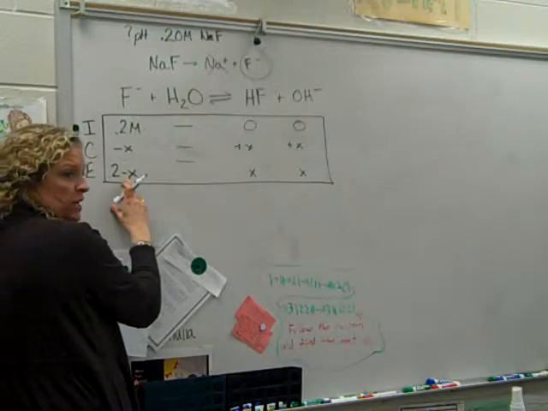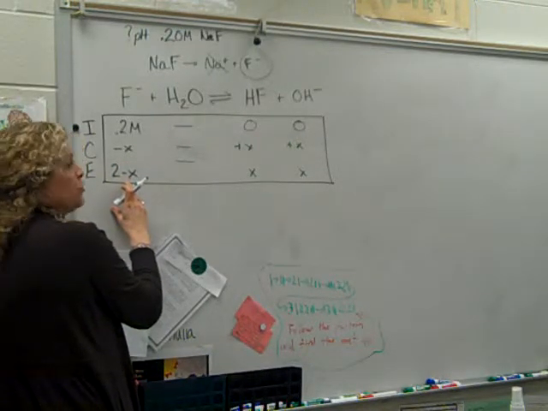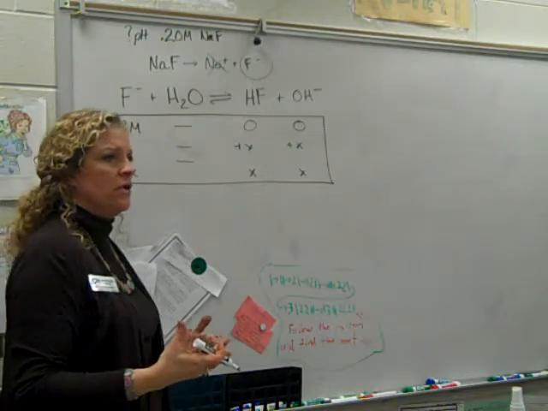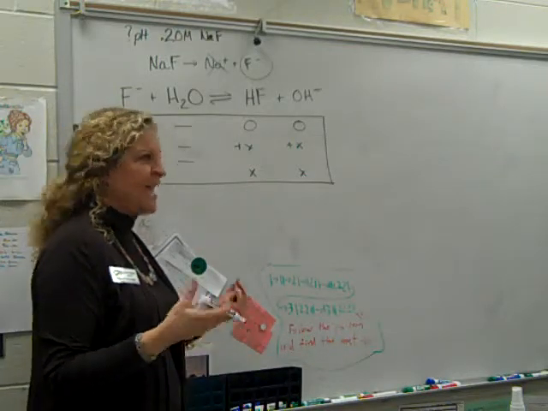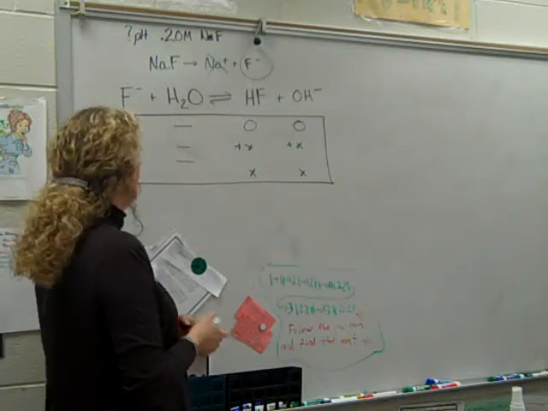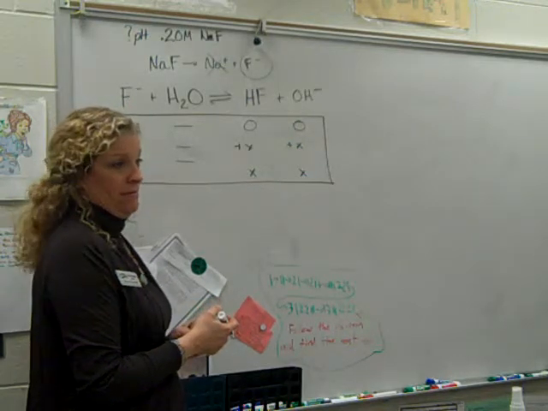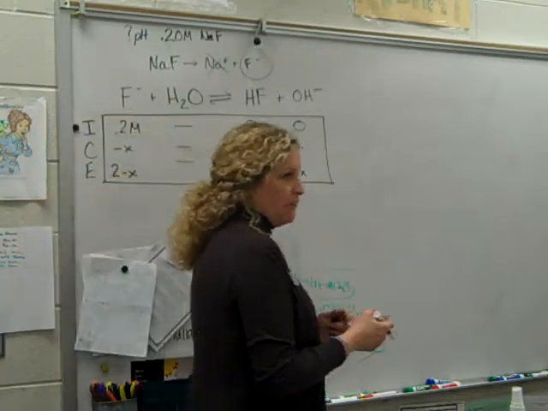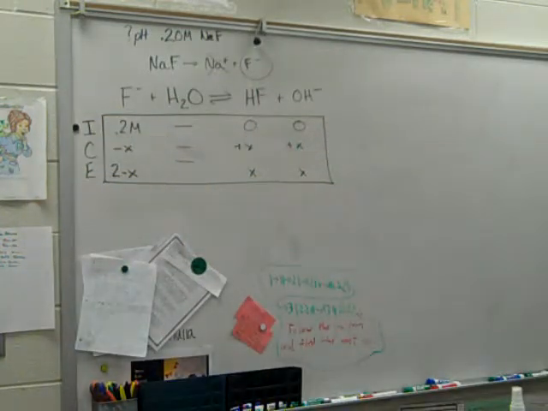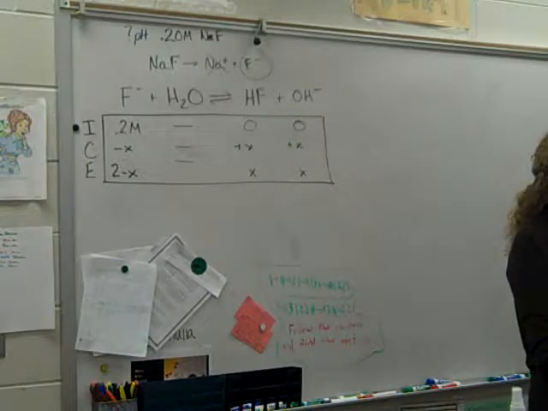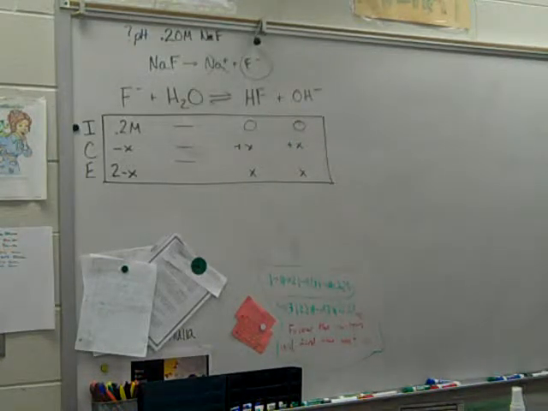And what do we hope to do here? We hope to ignore it. But what do we have to base our decision on? K. Is K going to be big or small? Now, this is actually kind of interesting. Where are we going to find a K? In the back of your book. If we look in the back at our Kbs, F minus is not here. We did something wrong.